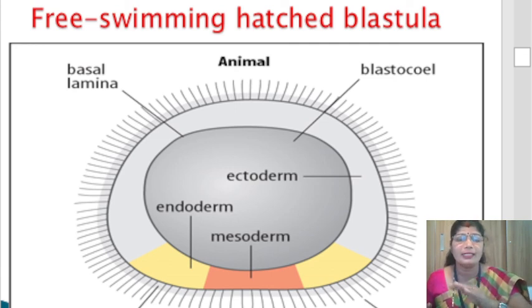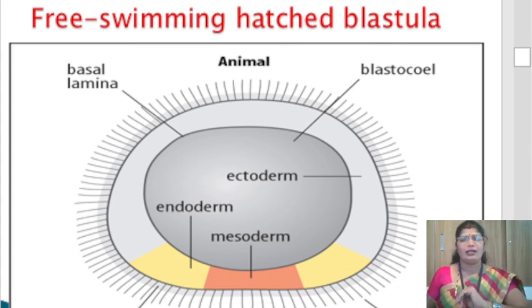Again, in sea urchin, it is microlecithal, a really small amount of yolk. Therefore, it cannot support the complete development of the embryo. Therefore, in the blastula stage, it will come out from the egg and it will grow into a larva. Okay, so this is about blastulation in sea urchin.